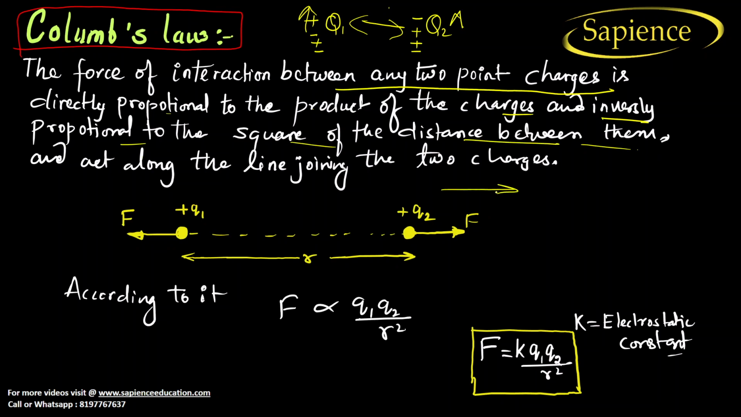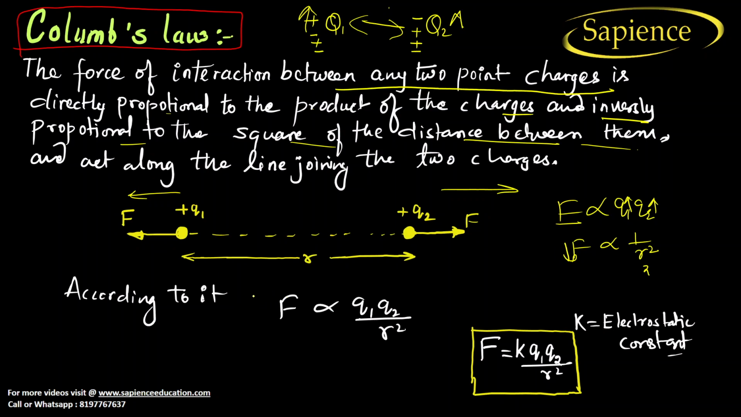If you increase the distance, so what will finally happen? Force will decrease. But try to understand here, force F is directly proportional to the product of the charges. If you increase either of the charges, the force will also increase. But at the same time, force is inversely proportional to the square of the distance. It means that if you double the distance, force will decrease by 4 times. So this is what you have understood right now.